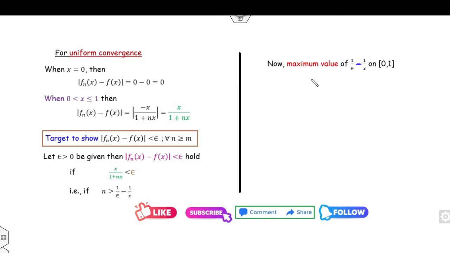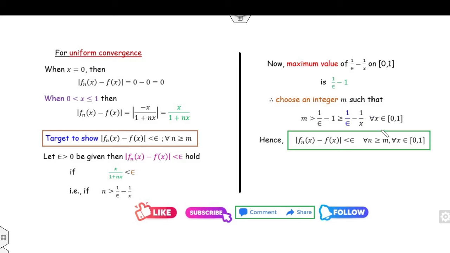How can you find the max? Because of this negative sign, our target is to find the minimum value of 1 over x. Again, when will it be the minimum? When the denominator is maximum. The maximum value of x is 1. Therefore, the maximum value is 1 over epsilon minus 1. I can choose a positive number m so that m will be greater than this, because this number is the maximum value of this expression. Now you can say the sequence converges, hence the series also converges.